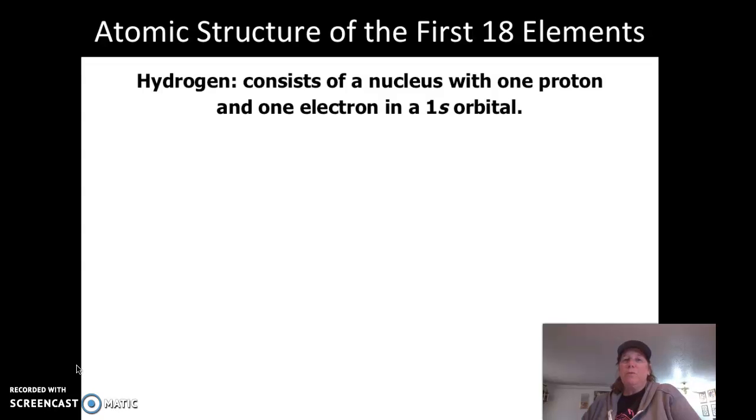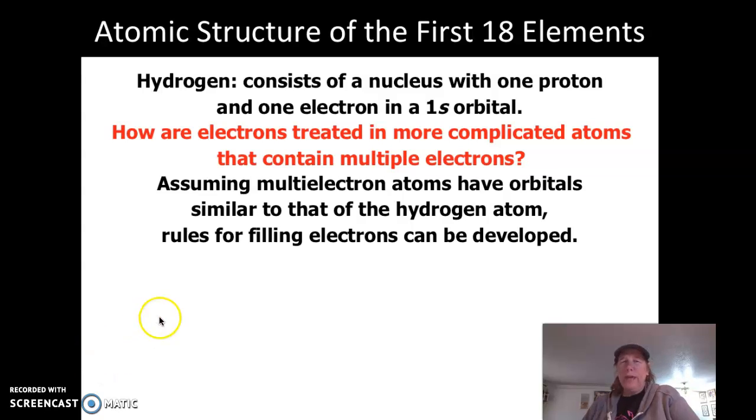Okay. But again, when we're doing atomic structure, hydrogen consists of the nucleus and one proton, and it's in the first row. It's the first element. It has one electron, so it's in the first level, one, and it's an S because the first two columns are all S's. Okay, so how are electrons treated in more complicated atoms? Well, it's easy, like I said, with the simple ones.